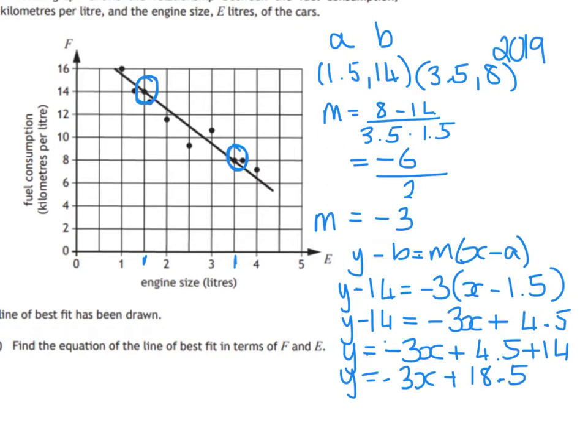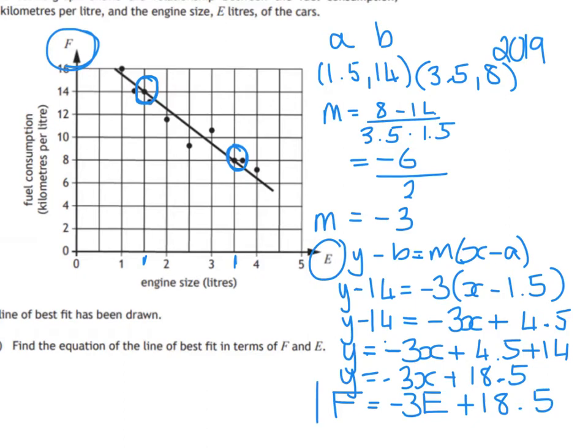Now the final thing to do here is, remember, it's not x's and y's. Y up here, your y-axis, has been replaced with F. So we have F equals negative 3, x is E for engine size, so negative 3E plus 18.5. So the equation of this line for part A is F equals negative 3E plus 18.5. So that formula tells us the fuel consumption is negative 3 times your engine size, add on 18.5.